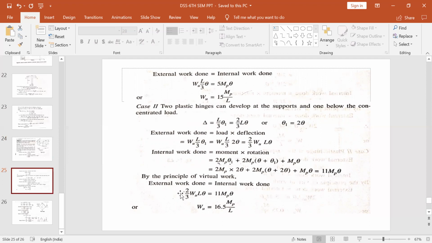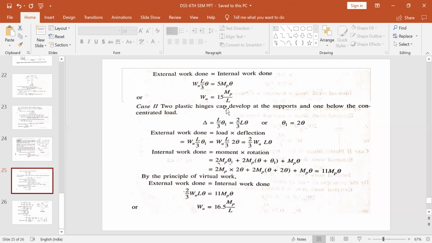So again, by principle of virtual work, external work should be equal to internal work. So 2 by 3 W L theta will be equal to 11 MP theta. So this gives you W as 16.5 MP by L. Now from these two cases, you have to see whichever is the lesser value.